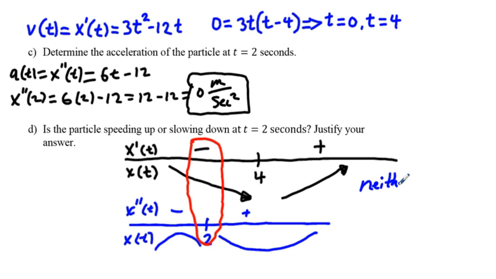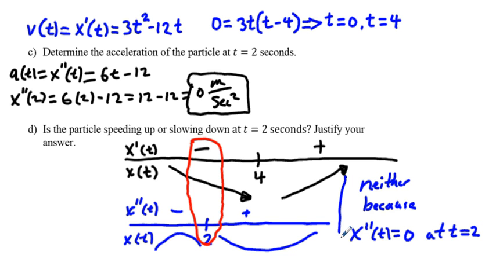And why is that? Because our acceleration, x double prime of t, equals 0 at t equals 2 seconds.